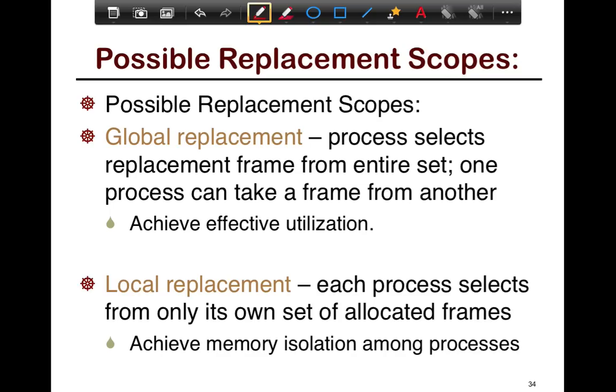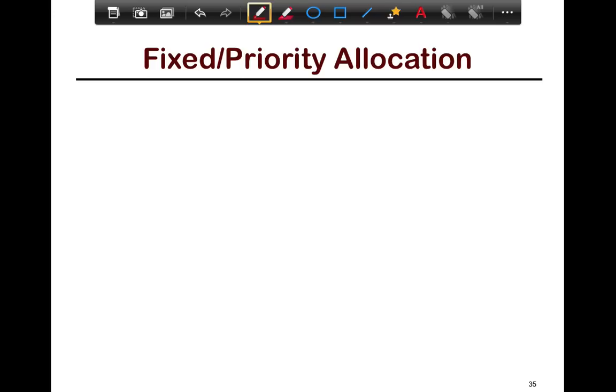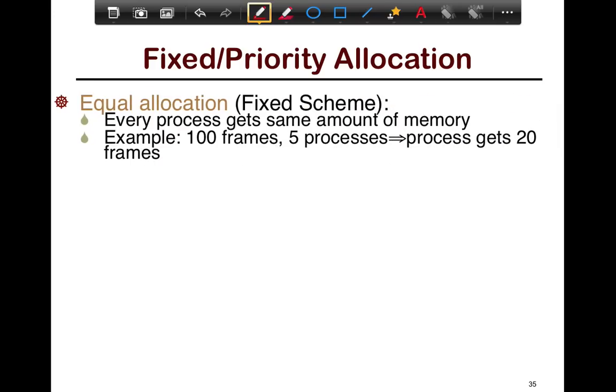The problem with global replacement is, what if we had a malicious process that just accessed a lot of memory? In such a case, if you use global replacement, it's going to essentially force other processes to run slower. And so local replacement in such cases ensures that if there's a malicious process, it affects only itself and not other processes. So let's look at fixed set or priority-based allocation.